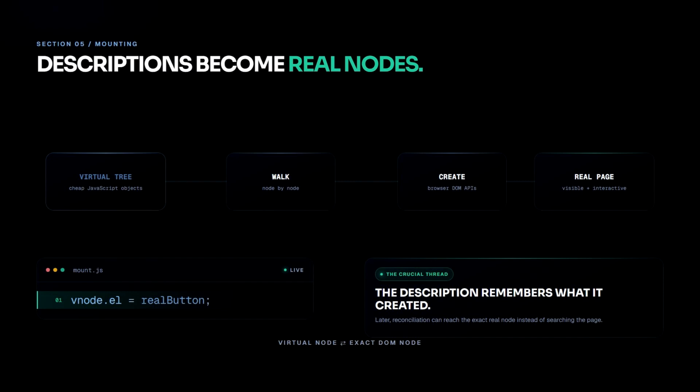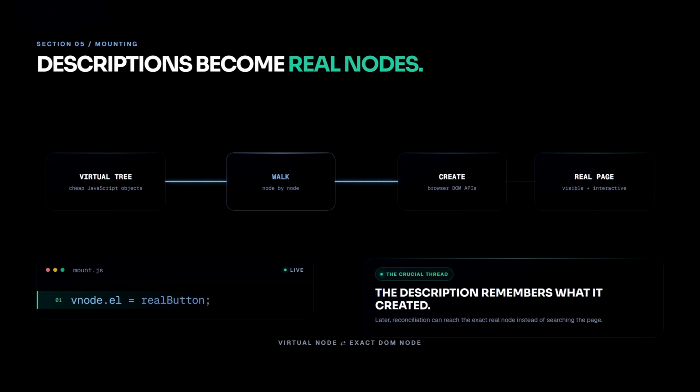Okay, so we can describe a page as objects, but objects don't show up on screen. Something has to walk that tree of virtual nodes and build actual DOM. This step is called mounting. It's exactly what we do by hand. See a text node and make it a real node. See an element node, create the real element, set its properties. Then we do the same for each of its children and slot it into the page.